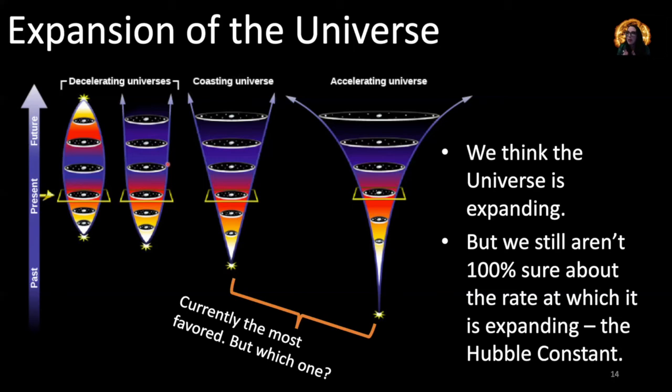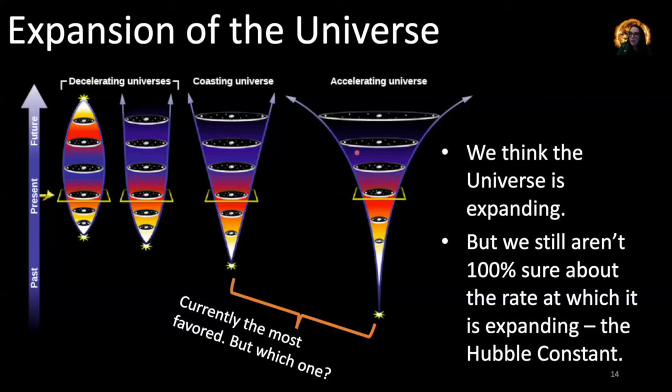it maintains its size. And then we have this next one that we call the coasting universe, where our universe begins to expand and it continues to expand at the same rate over time. And this rate is the Hubble constant, okay? And then there's another one called the accelerating universe, which says that our universe is expanding, but that rate of expansion is going to increase over time.